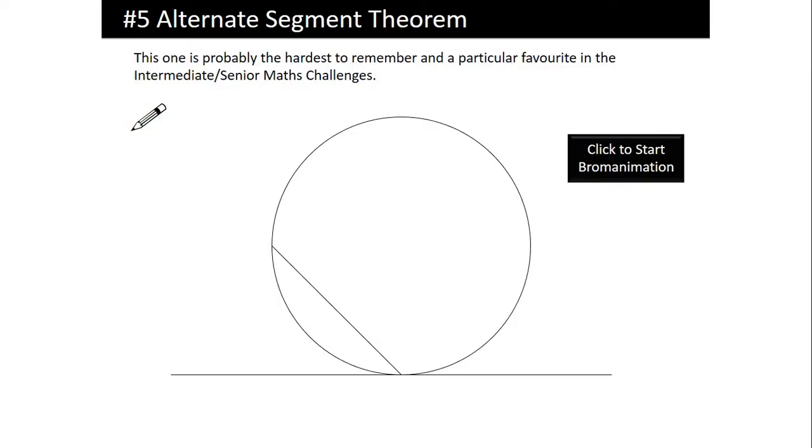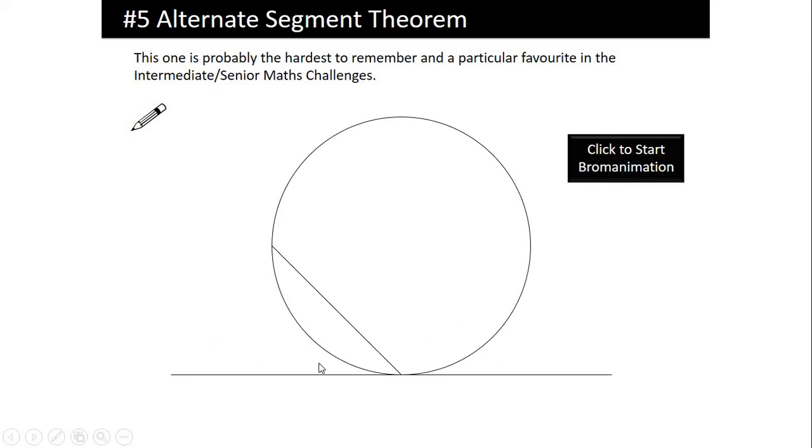So the alternate segment theorem is really important, and it's probably the hardest to remember, and a particular favourite in intermediate and senior maths challenges, and also in the higher exam paper towards the end. This is the one that they like to ask, and it is definitely a grade 8 question just by being able to recognise and find the angles. So let's have a look again.